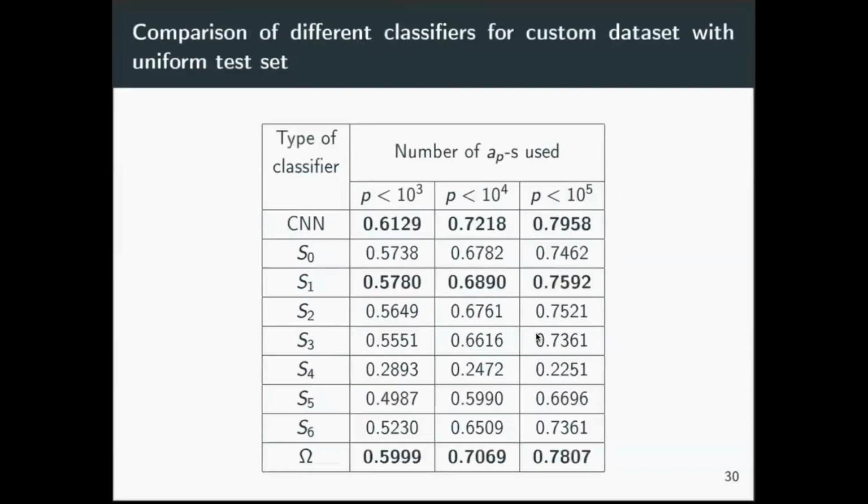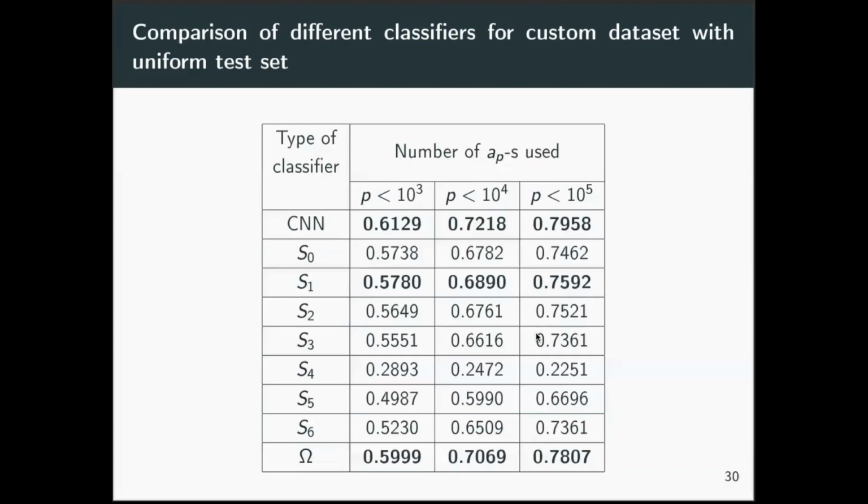Okay. And now I'll talk about the custom data set. Here the results are not that good. First you see that in the uniform test case, the numbers are much smaller. And the second thing, there's not that much difference between the convolutional networks and the Mestre-Nagao sums.